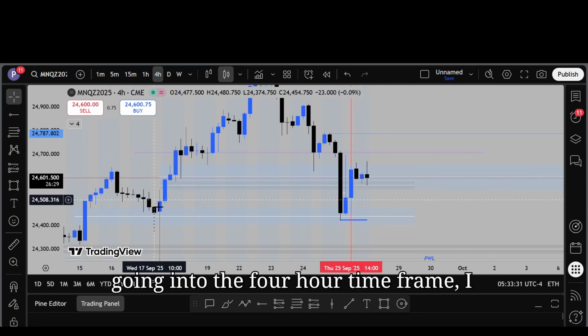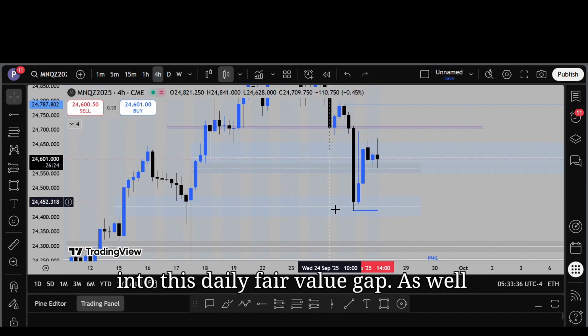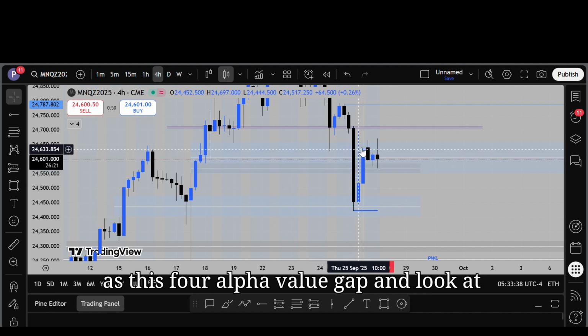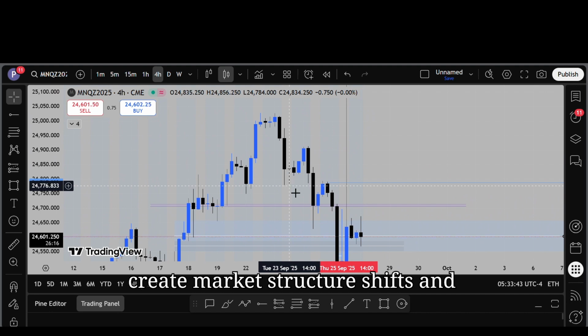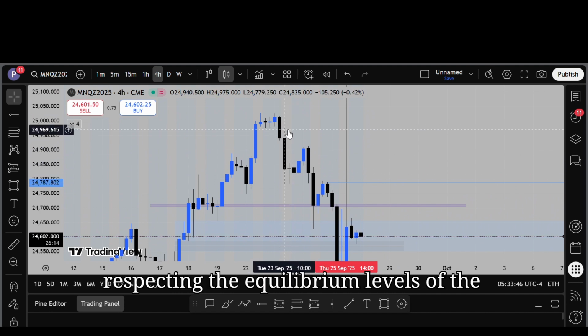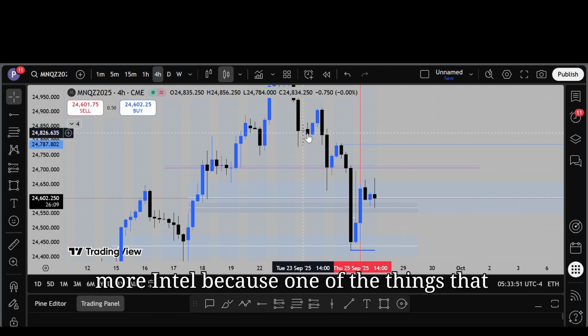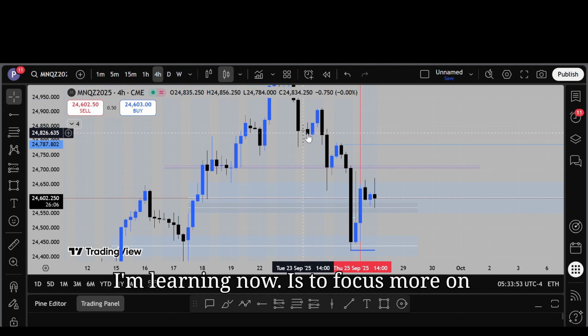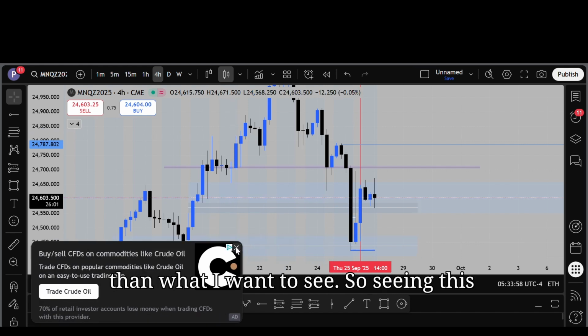Going into the 4-hour time frame, I also noticed that price had traded back into this daily fair value gap as well as this 4-hour fair value gap, and look at how the bodies just closed. We went on to create market structure shifts, respecting the equilibrium levels of the previous bearish ranges. That gave me more intel, because one of the things I'm learning now is to focus more on what price is actually printing rather than what I want to see.